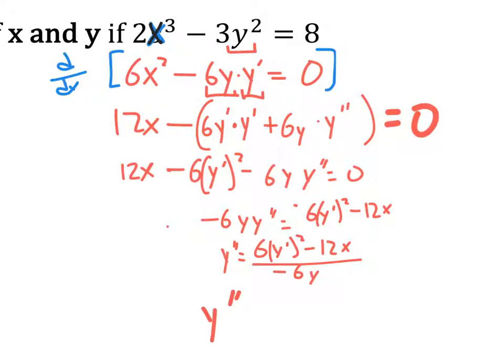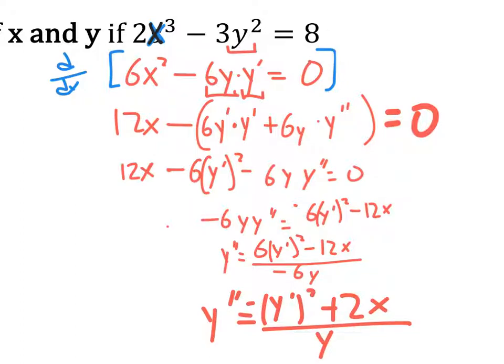So we found our y double prime in terms of x and y. Oh, we're going to divide here. Dividing everything by 6 here. Actually, probably negative 6 would be good. Making this positive, this negative, and a y on the bottom. There we go. I think we got it. All right, so we found the second derivative.